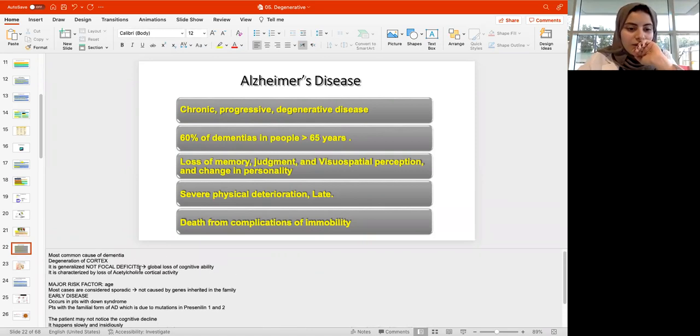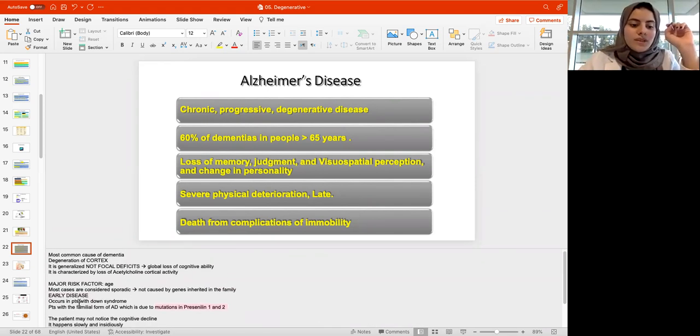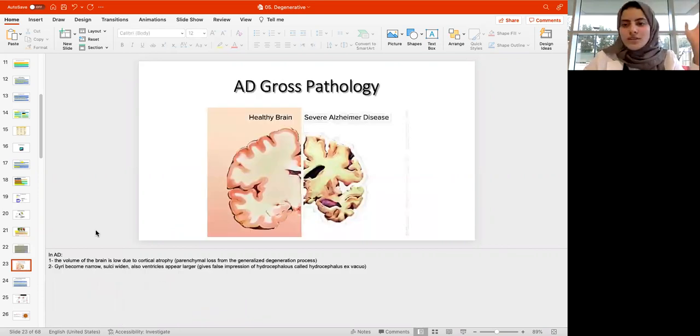You also need to remember, I think he mentioned it, that early-onset disease occurs in patients with Down syndrome, as I mentioned, and the familial form, which is due to mutations in presenilin 1 and 2, okay? So this leads to the familial form. That means patients with presenilin 1 or 2 mutations, their kids have a higher chance of AD as well. And they usually get it at an early stage, unlike someone who gets it randomly.